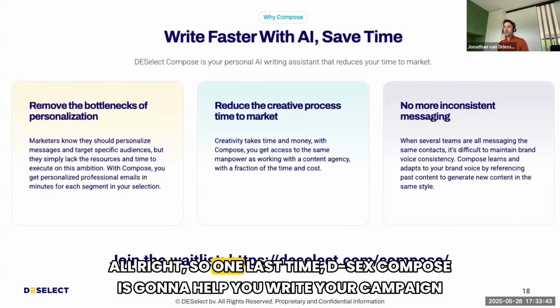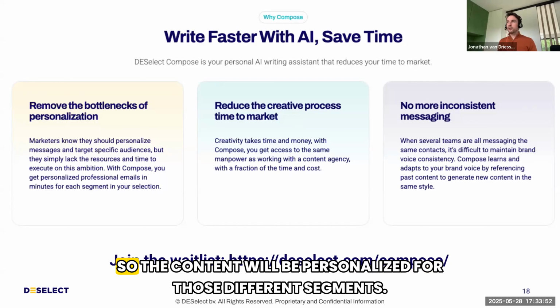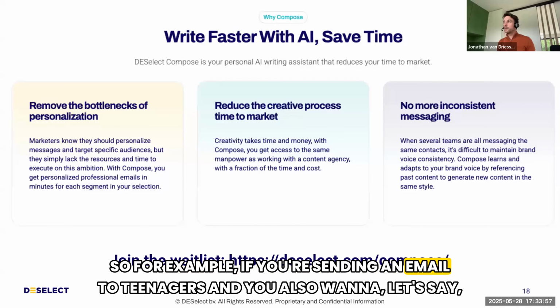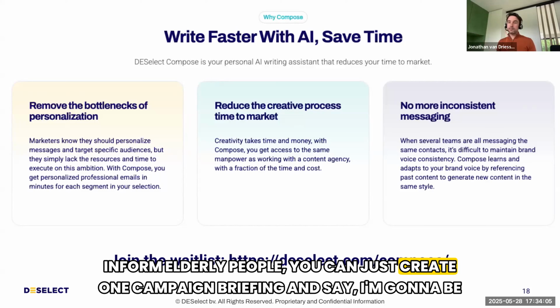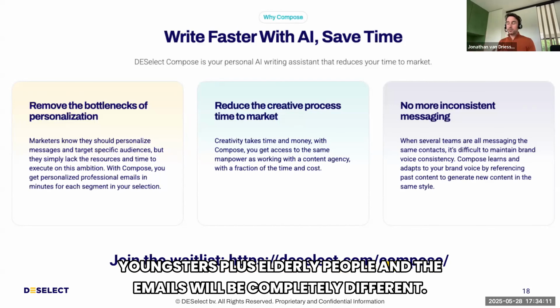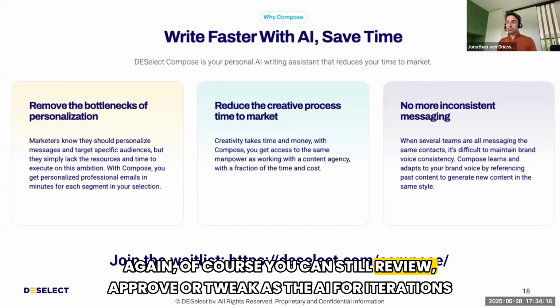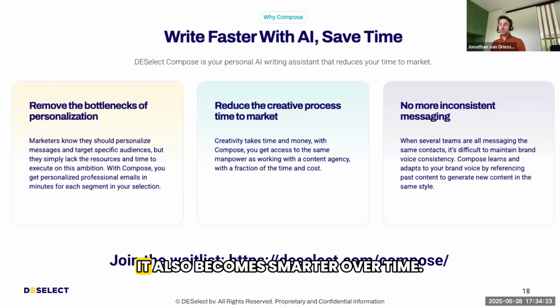All right, so one last time, Deselect Compose is going to help you write your campaign content easily for different segments. So the content will be personalized for those different segments. For example, if you're sending an email to teenagers and you also want to inform elderly people, you can just create one campaign briefing and say, I'm going to be reaching youngsters plus elderly people, and the emails will be completely different. They will be auto-written. Again, of course, you can still review, approve, or tweak, ask the AI for iterations, or just make changes yourselves. It will also become smarter over time.